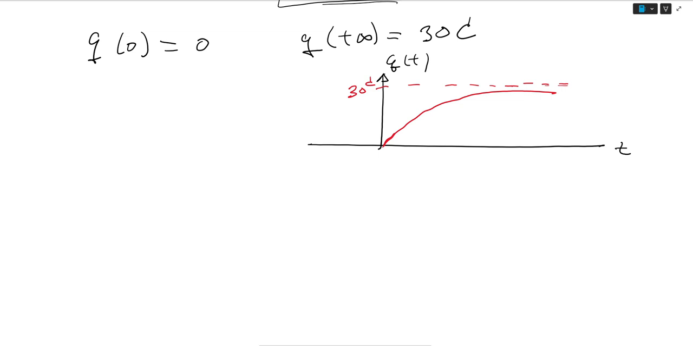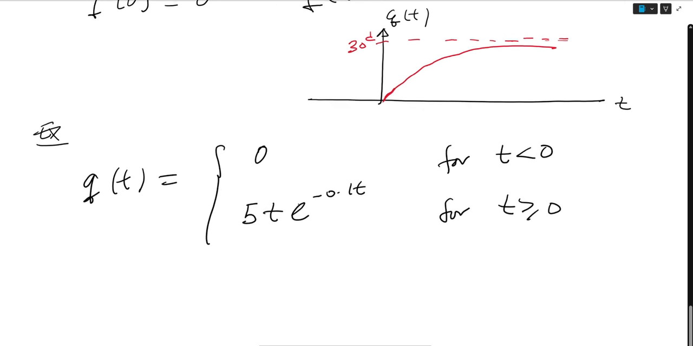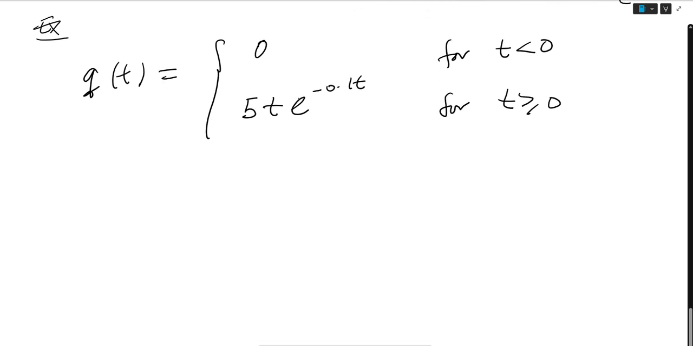Another example we could take is, given that you're given a charge for t less than 0 and for t greater or equal to 0, and this is in coulombs, they ask you to find the current.